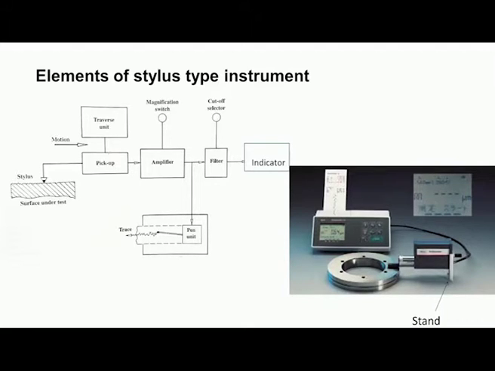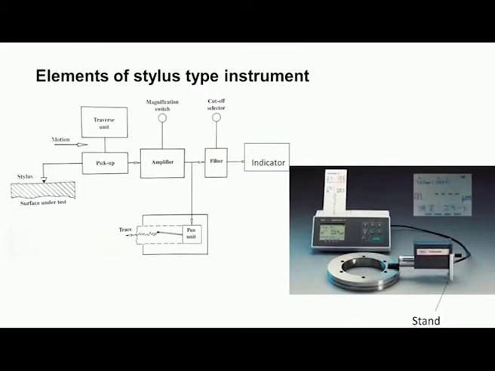This is the driving unit to move the pickup, and the signals given by this stylus are amplified, and then appropriate filters are used. For example, if we want only waviness, that can be indicated here. If we want only the roughness parameter, we can filter out the waviness, and sometimes we have to eliminate the form error also. For such a thing different kinds of filters are used, and finally the roughness parameter is indicated, or waviness parameter is indicated depending upon the requirement.